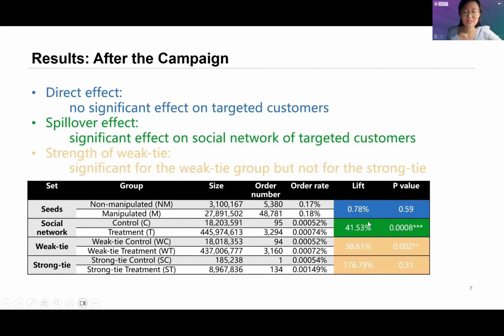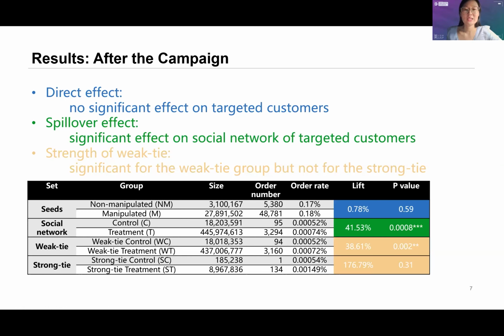Meanwhile, there is significant difference between treatment and control, as the green parts in the table indicate. These 2 groups are consumers who are not targeted by the ad, but they are friends of those being targeted. The difference between them indicates spillover effect. Here we have significant spillover effect. Moreover, the spillover effect is significant in the weak tie group, not in the strong tie group, as orange part in the table indicates.